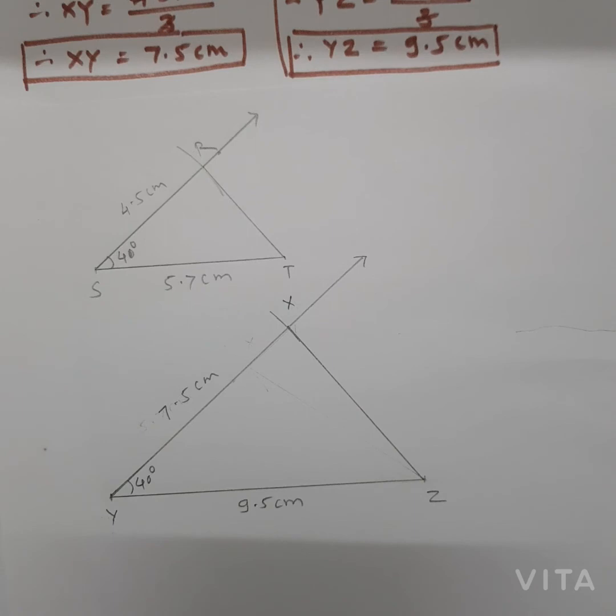In these examples, there was no common point between the two triangles. In the next lecture, we will construct similar triangles in which there is one point common between the two similar triangles.